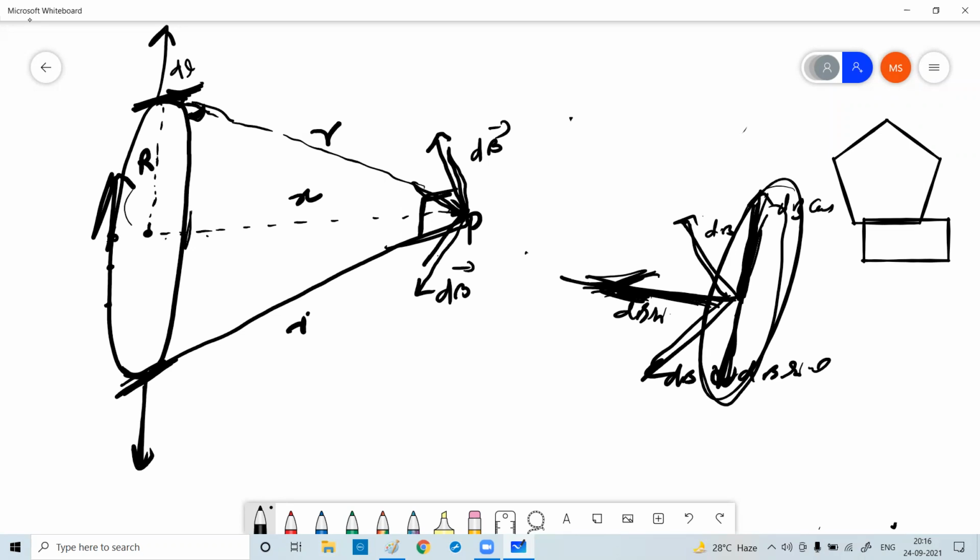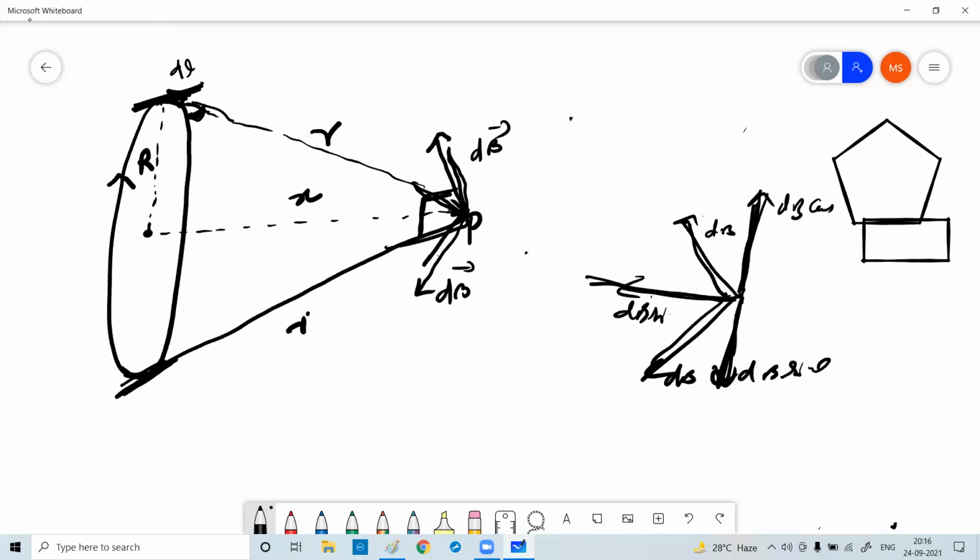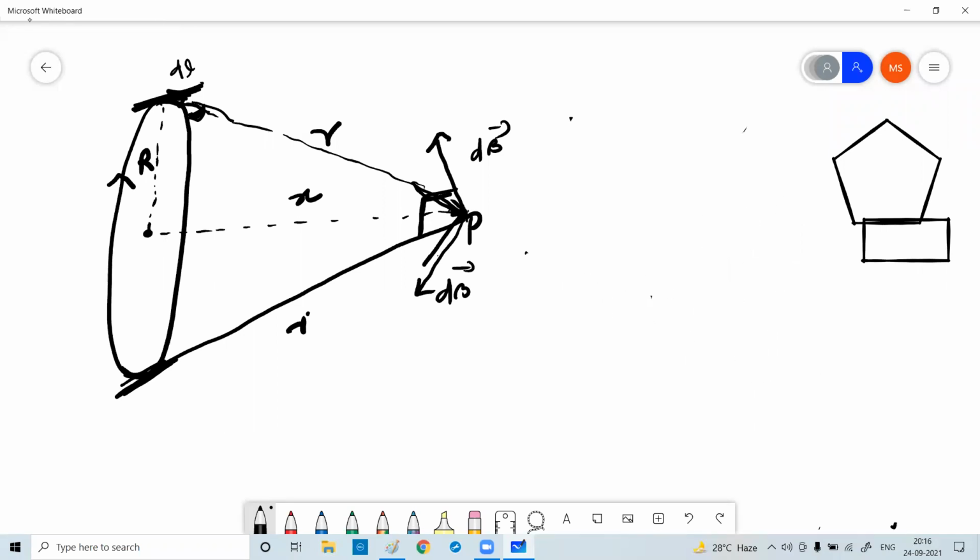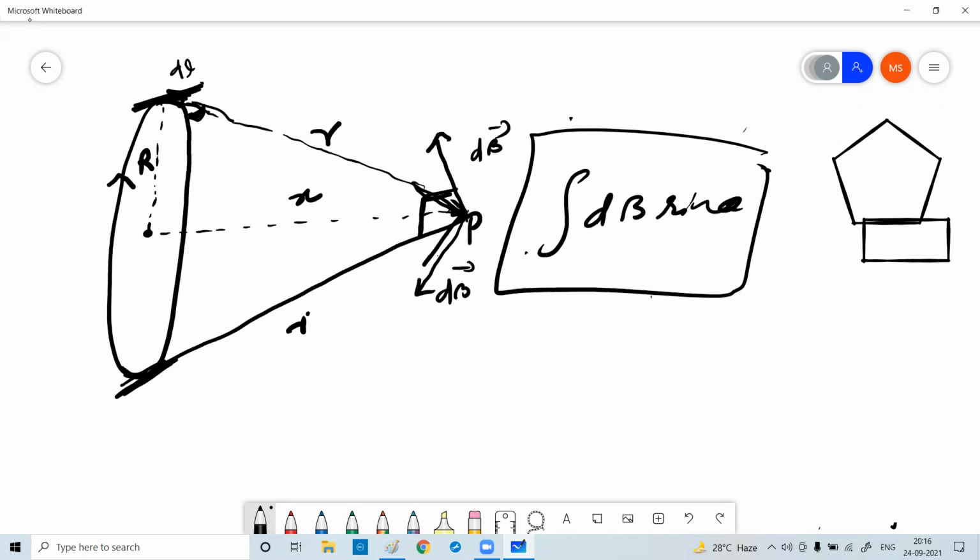So what will be contributing? You will only have your dB sin theta contributing. All the dB sin theta will contribute. That means if you want to find out the total magnetic field produced, what you will do? You will integrate dB sin theta.